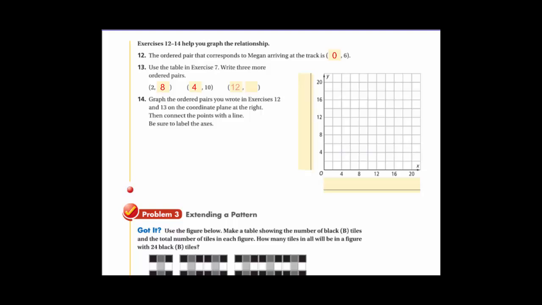I'd like to propose that we think about, what if Megan has run 12 laps? How many laps will Will have run? Well, he always runs 6 more, so it will be 18. The y number is always the x number plus 6. Last question here, number 14, says graph the ordered pairs, connect the points, and be sure to label the axes. So pause the video for a minute or two to do that, and then turn it back on when you're ready to see how you did.